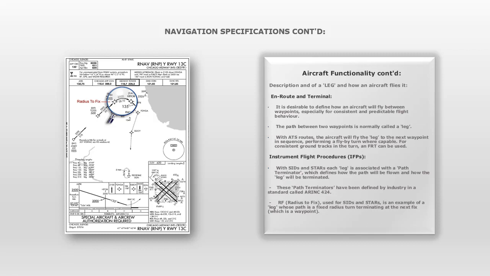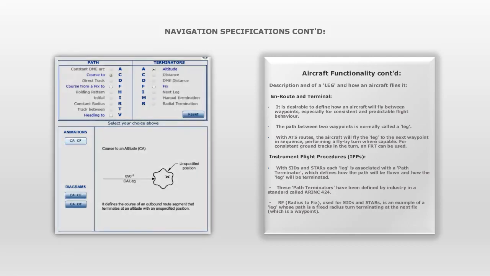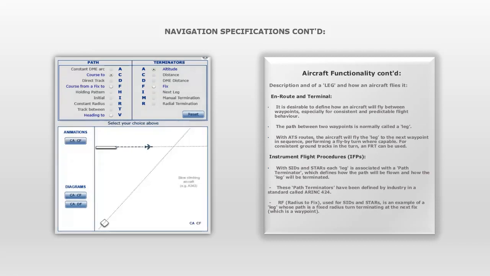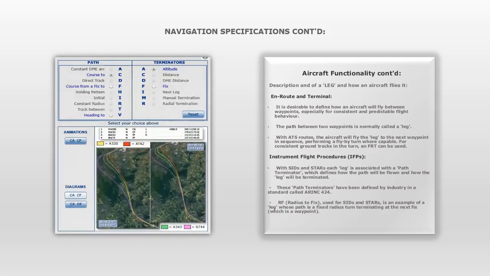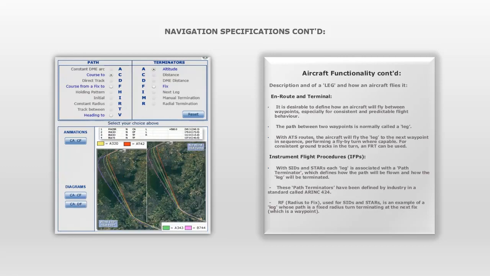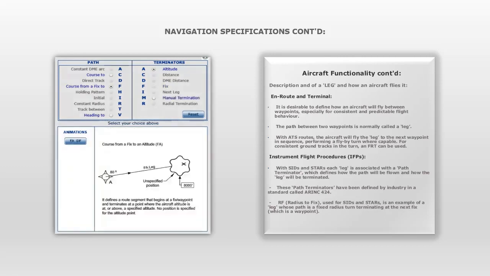Aircraft functionality. Continue. Description of the leg and how an aircraft flies it. En route and terminal. It is desirable to define how an aircraft will fly between waypoints, especially for consistent and predictable flight behavior. The path between two waypoints is normally called a leg. With ATS routes, the aircraft will fly the leg to the next waypoint in sequence, performing a flyby turn where capable. For consistent ground tracks in the turn, fixed radius transitions can be used.